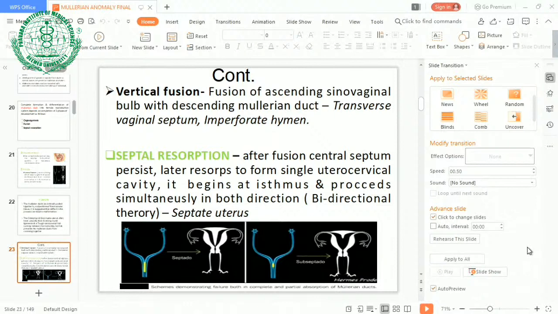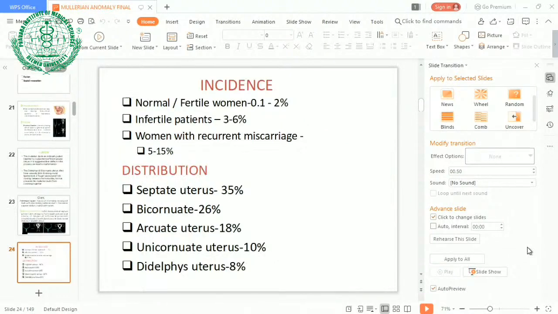Vertical fusion is the fusion of ascending sinovaginal bulb with descending Mullerian duct. If it fails, there is transverse vaginal septum or there may be imperforate hymen. Septal resorption: after fusion, central septum persists, later resorbs to form single uterocervical cavity. It begins at isthmus and proceeds simultaneously in both directions, that is, bidirectional theory. If it doesn't occur, then it results in septate uterus.